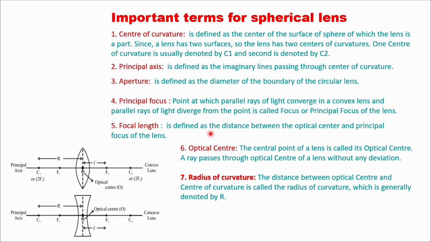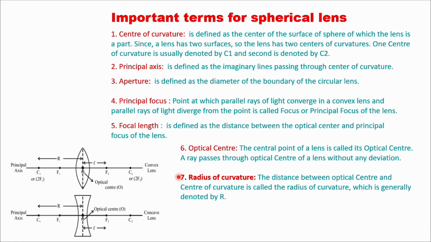What is the focal length? Same thing, the same definition is applicable here also. The focal length is defined as the distance between the optical center O and the principal focus of the lens, F1 or F2. Then optical center. The central point of the lens is called the optical center. A ray passing through the optical center of the lens goes without any deviation. You can observe the ray, that is the line diagram of the ray from the object.